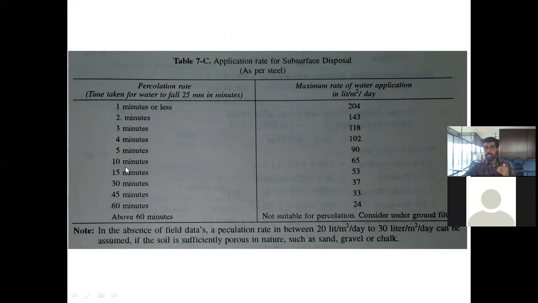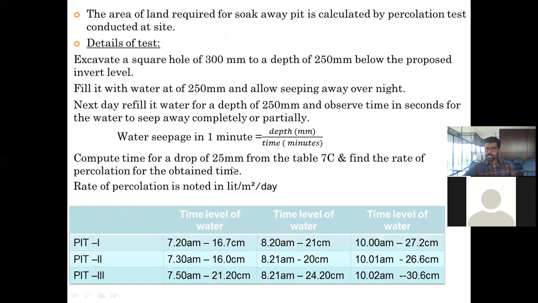So some days it might be 12 minutes, some days it will be 13 minutes. So if for 10 minutes it is 65 and for 15 minutes it is 53, we are going to calculate for 12 minutes. If it is 12 minutes, the percolation rate, we are going to find it for 12 minutes. So we need to find out the time taken. So for that time taken only, we are going to see the test. Okay. So see, the rate of percolation is noted in liters per meter square per day.